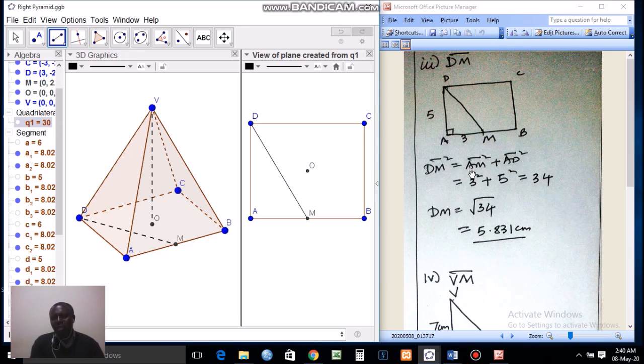DM squared equals AM squared plus AD squared, that is bringing the values, and we have 3 squared plus 5 squared gives us 34. So DM is the square root of 34, and our DM is nothing but 5.831. It's pretty simple.